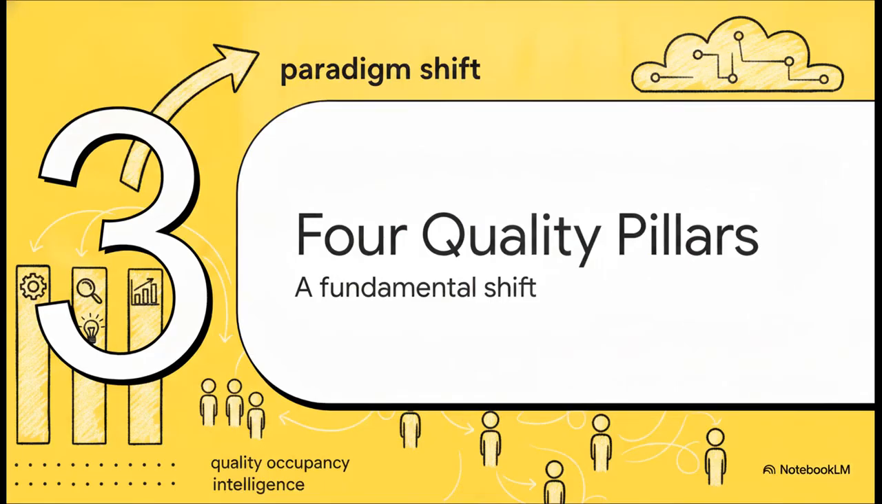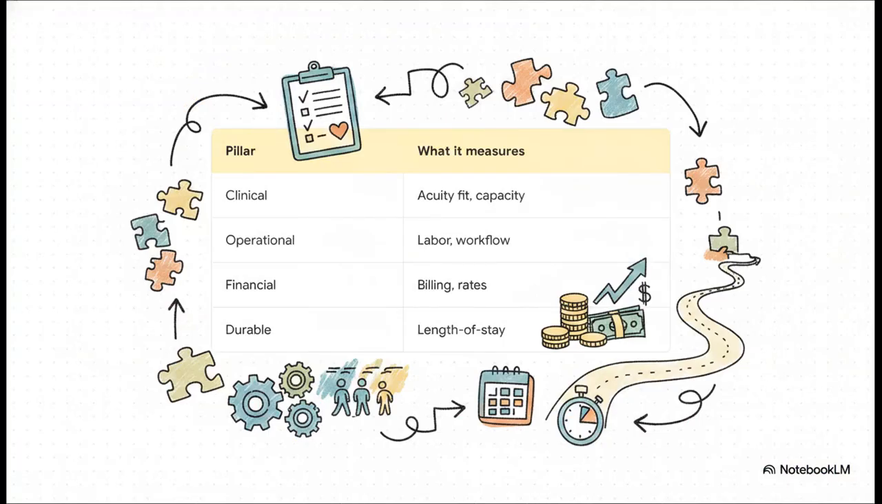Okay, Section 3, the 4 pillars of quality. This is where we talk about the fundamental shift we need to make. Now, what's really interesting here is how we redefine what true occupancy success actually looks like. It boils down to 4 measurable dimensions. And honestly, every single move-in needs to pass this test.